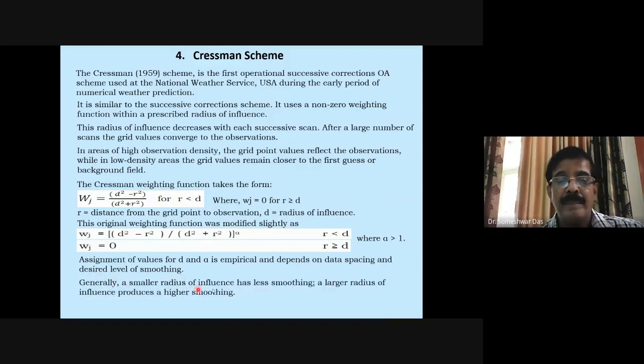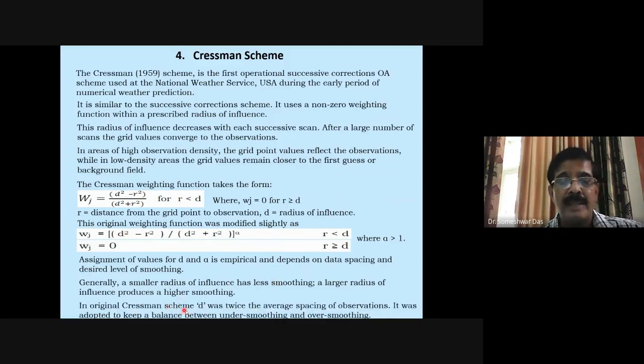Generally, a smaller radius of influence has less smoothing. A larger radius of influence produces higher smoothing because you are considering more and more data. The larger your radius of influence, the more data points you are considering. So if you have more data points, your analysis will be very smooth. If you have very few data points, it will be less smooth.